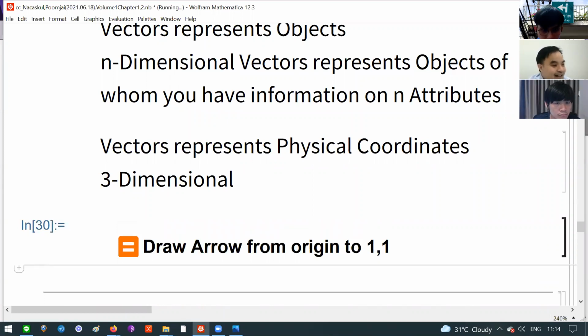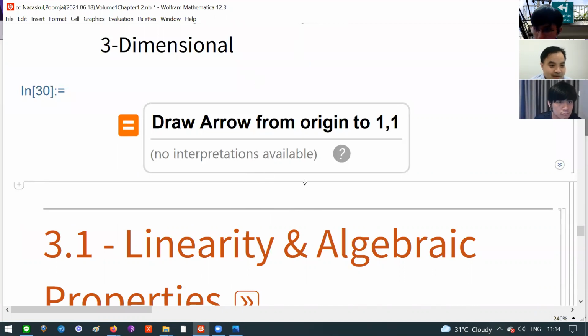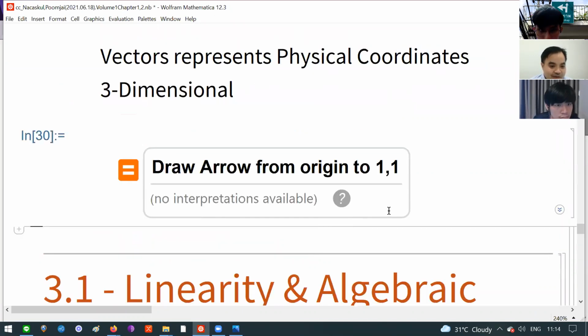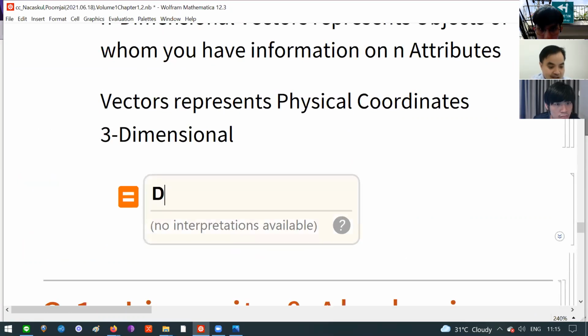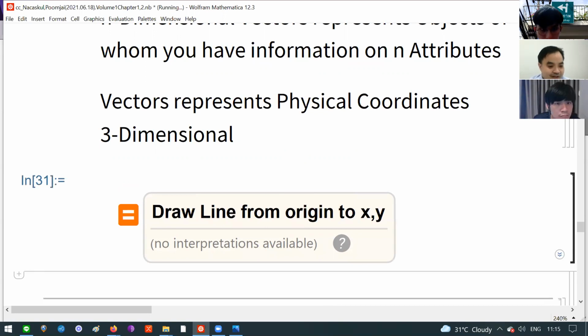Okay, so this is like using the free form. It's asking Mathematica to think. Oh, no interpretation. Draw arrows. Okay. How about draw line from 0, 0 to x and y. Okay. Is it coming up with anything? Draw a line. No interpretation.